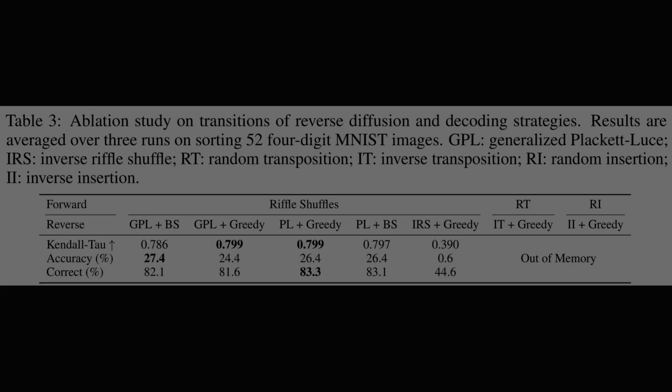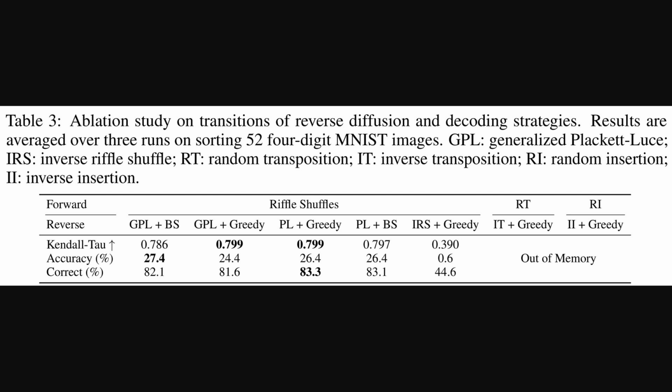So to really understand what makes their model tick, the researchers did an ablation study. That's where they test different components to see which ones are key. This table shows results from such a study, focusing on sorting 52-digit MNIST images. It compares different forward mixing methods, their chosen riffle shuffles against others, like random transpositions. And for the reverse unmixing step, it tests approaches like their generalized Plackett-Luce distribution, a theoretically more expressive way to model item order, and the standard Plackett-Luce, sometimes using beam search, a technique to find better solutions. The data clearly shows riffle shuffles, paired with these learned reverse models, give the best sorting performance, while other combinations struggled significantly.